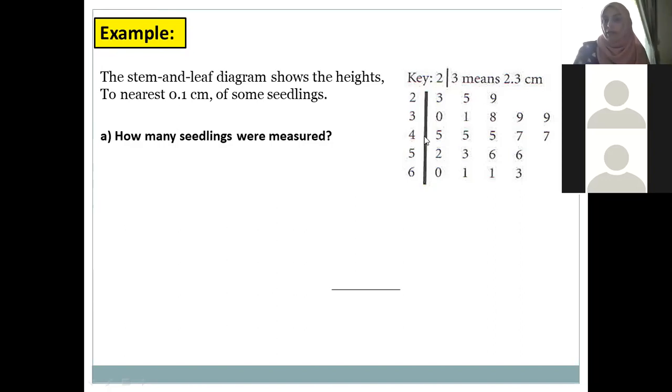Who can help me count? Yeah. Who can help me count? Can you count them? How many are they?